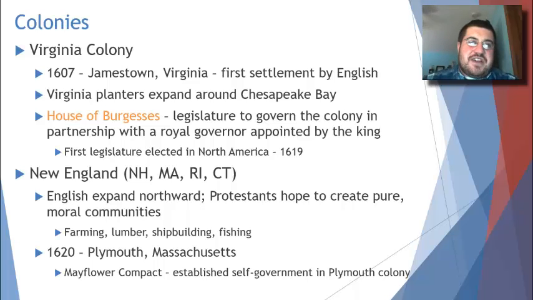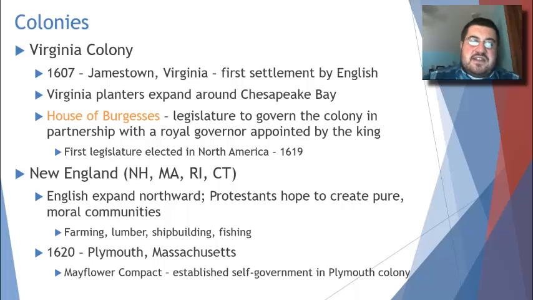And now we can basically separate the colonies into 3 sections. New England is in the north, and then you have the middle colonies and the southern colonies. New England is New Hampshire, Massachusetts, Rhode Island, and Connecticut. The English expand northward from Chesapeake Bay, and basically these are Protestants who want to create new, morally pure communities. Their industries in the north are farming, lumber, shipbuilding, and fishing, and also trade and commerce of those things. They'll use the ships that they build to ship things down to the southern colonies.